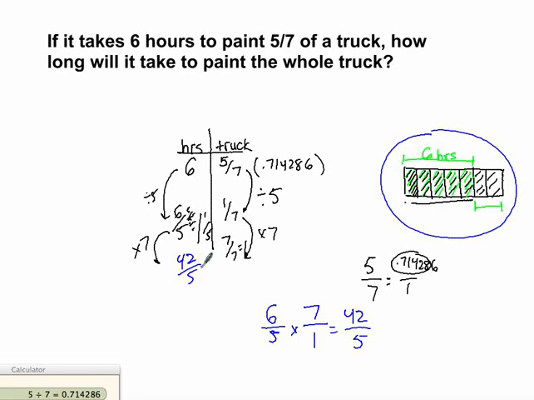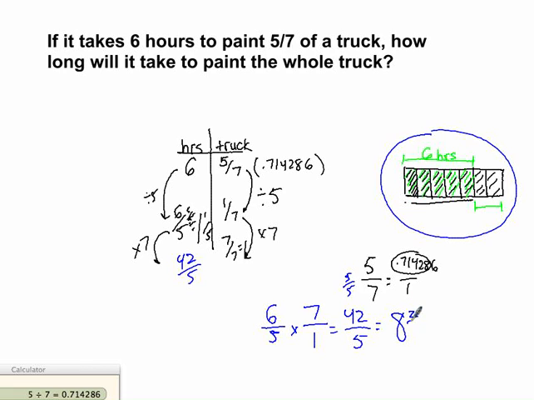In this type of problem, we don't want to leave that as our final answer, especially if I'm asking for hours and minutes. 42 fifths, remember, 5/5 is a whole. So how many times does 5 go into 42? How many wholes do we get? Well, that equals 8.